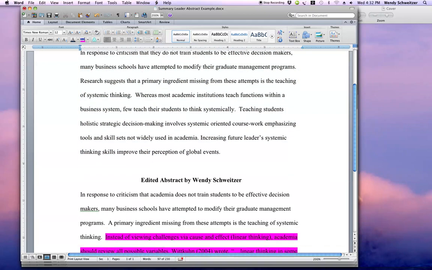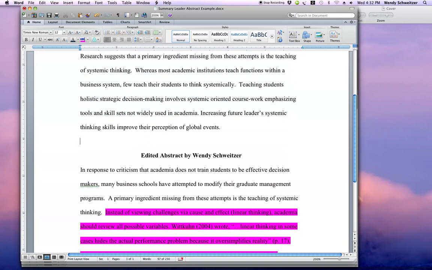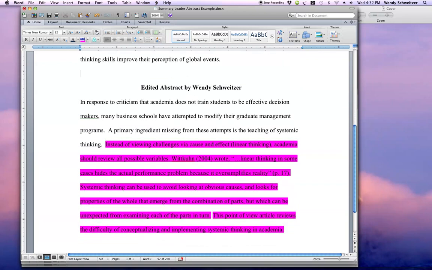And I changed it quite significantly. I wrote, in response to criticism that academia does not train students to be effective decision makers, many business schools have attempted to modify their graduate management programs. And then the whole last part I rewrote and put in my own words.